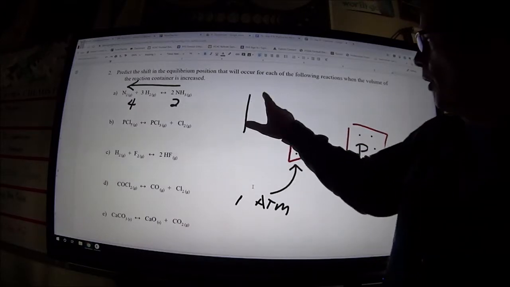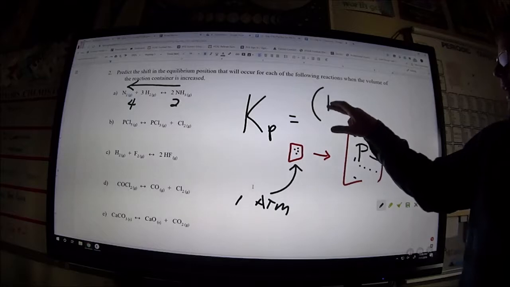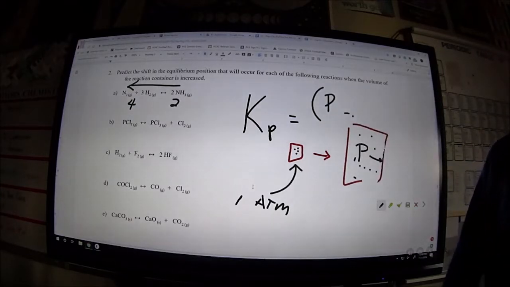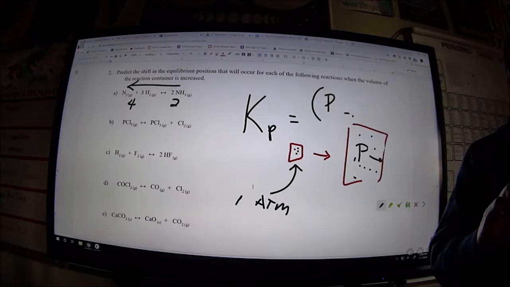So whenever we do a K sub P, it's all about the partial pressures of that gas, whatever we have there. So you're adding more reactants so that the pressure will go up. Yes, and K will stay the same. Yes. So the ratios will change. Mathematically, we won't ever worry about that.